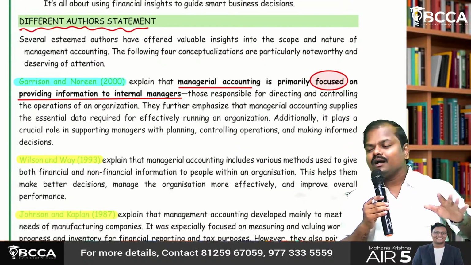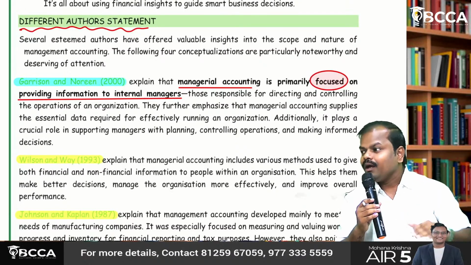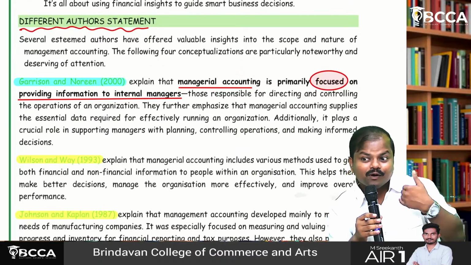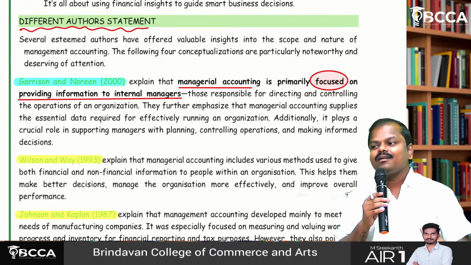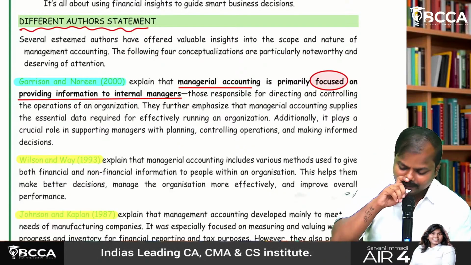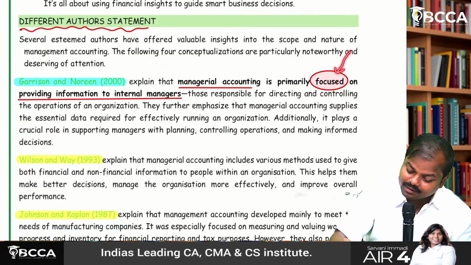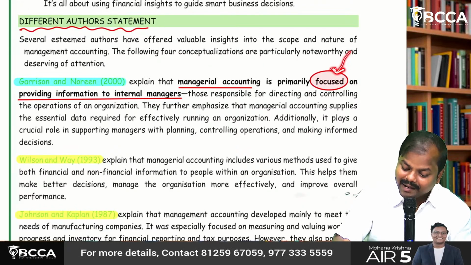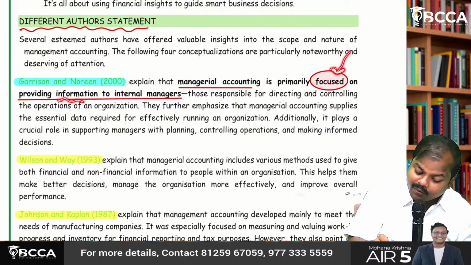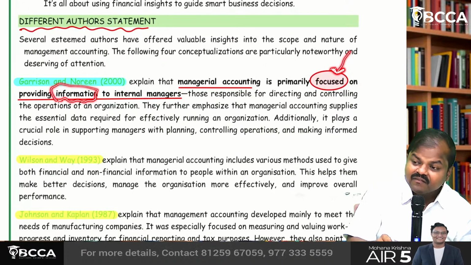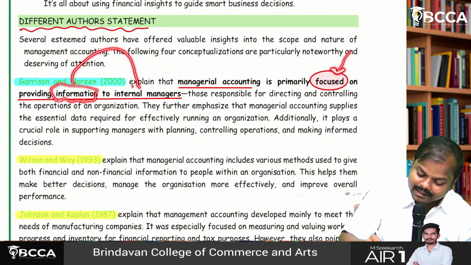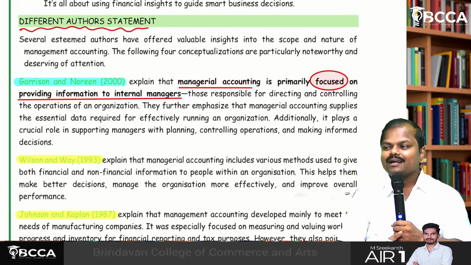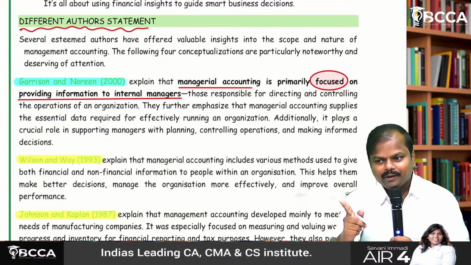Excellent. So, listen. According to him, what is meant by management accounting? Not focused on external. They are focused on only internal. Management accounting focus providing what? Information. To whom? Internal management rather than external management. You got my point, right?